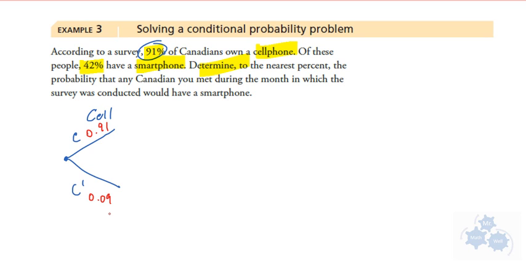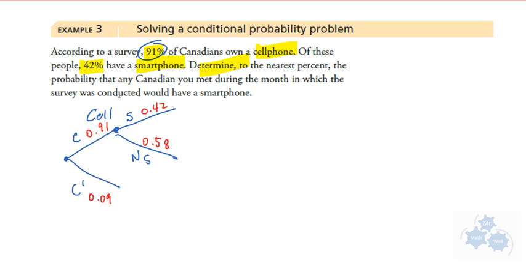So if we stopped right there, you would have a 91% chance, right, of meeting someone that has a cell phone. But now we want to find out what are the chances of you meeting someone that has a smartphone. So from here, tree diagram, if they have a cell phone, there's a smartphone and not a smartphone, dumb phone. Okay, what are the chances there? Well, 0.42. You put your probability right there. And this one, if you care, right, 0.58. You can always do that. Remember, they have to add up to 1.